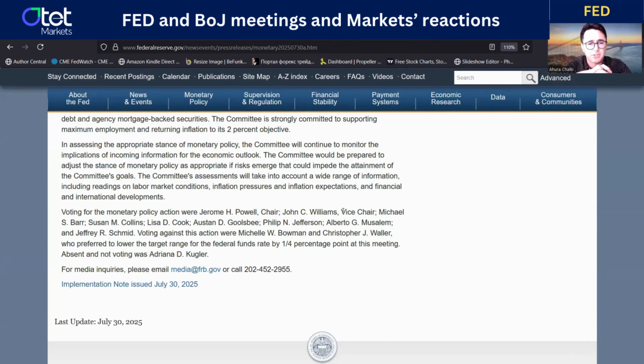Also, in yesterday's meeting, Michelle Bowman and Mr. Waller voted for a 25 basis point rate cut, so we shouldn't forget about that. The other members had a positive view, but they voted for holding the current rate. But Michelle Bowman and Waller voted for a rate cut. That was what happened in the Federal Reserve meeting.